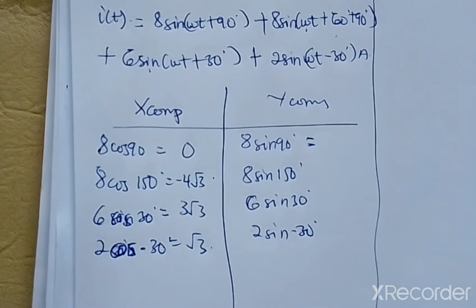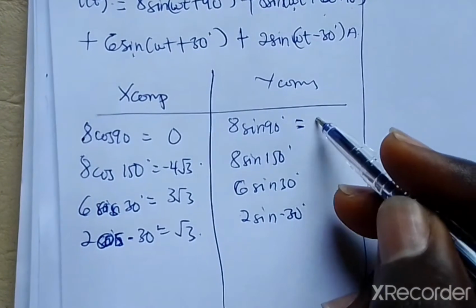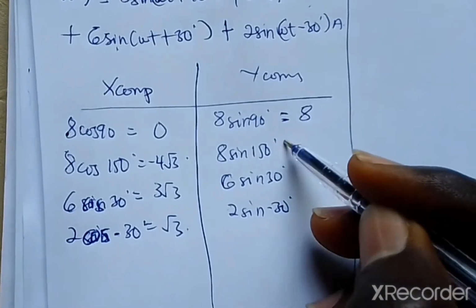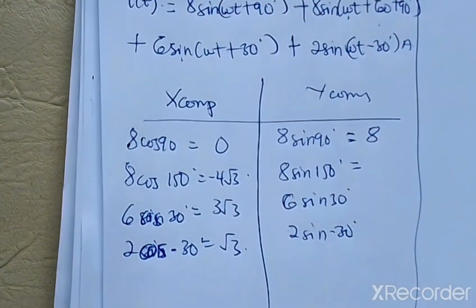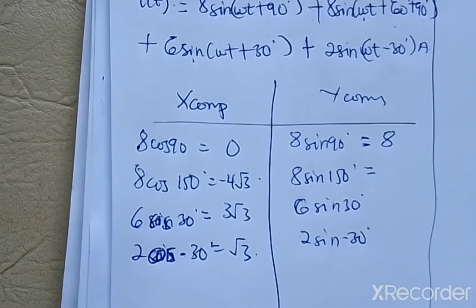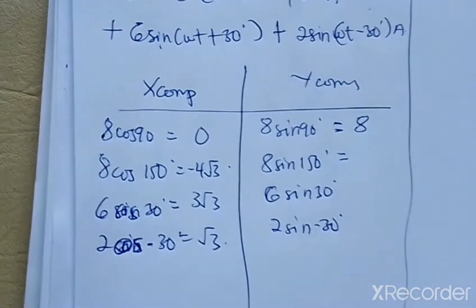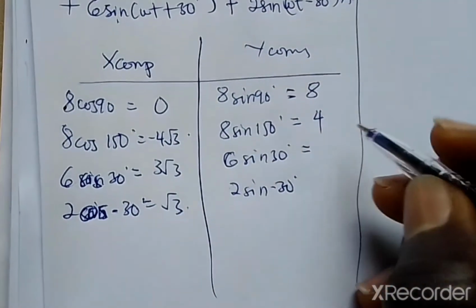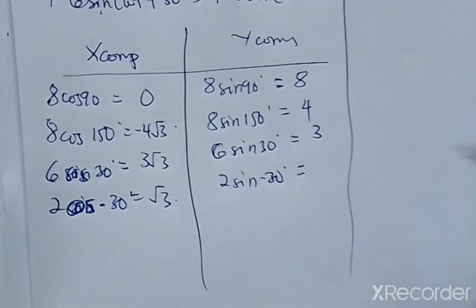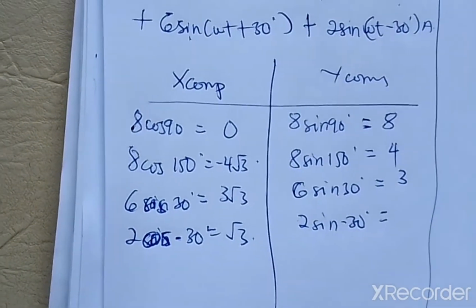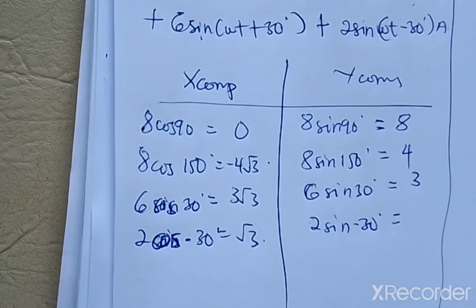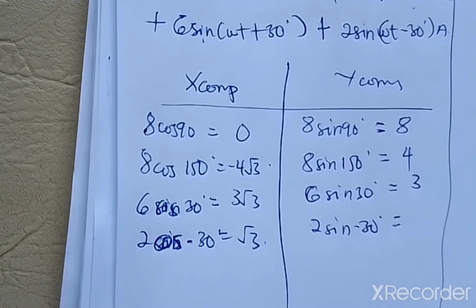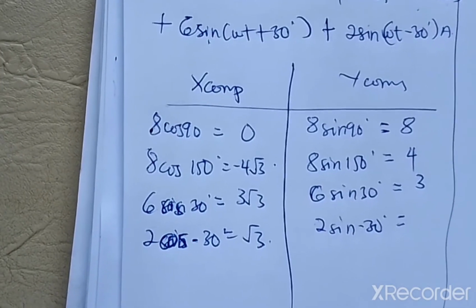So sine 90 is 1. So you're going to have 1 multiplying 8, so here will be 8. Then 8 sine 150 will give us 4. 6 sine 30 will also give us 3. Then 2 sine negative 30 will give us negative 1.